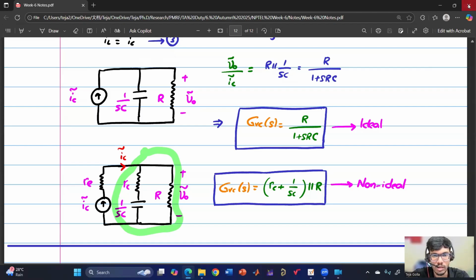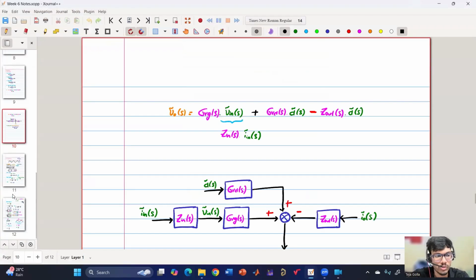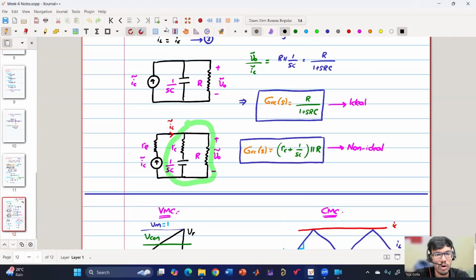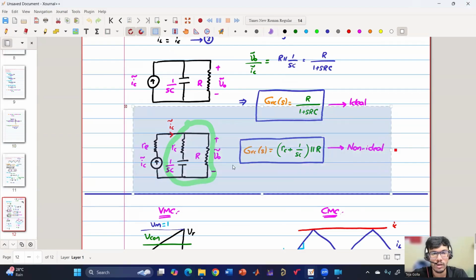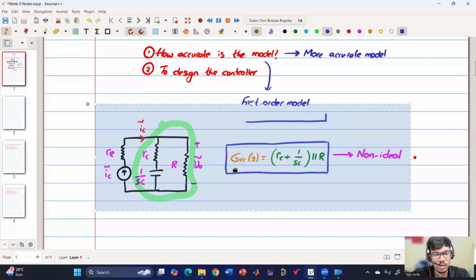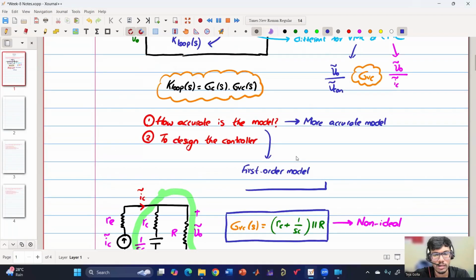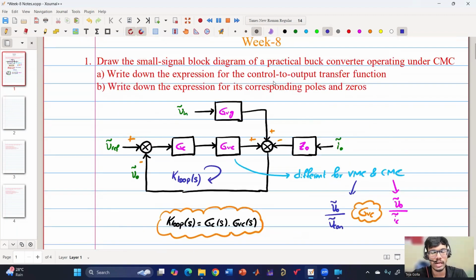Okay. So now I'm directly going to take that result and continue today's discussion. I'll just copy paste from here. So this is the equivalent model, and this is the first order model. So today's question is: write down the expression for the control to output transfer function and write down the expression for the corresponding poles and zero.